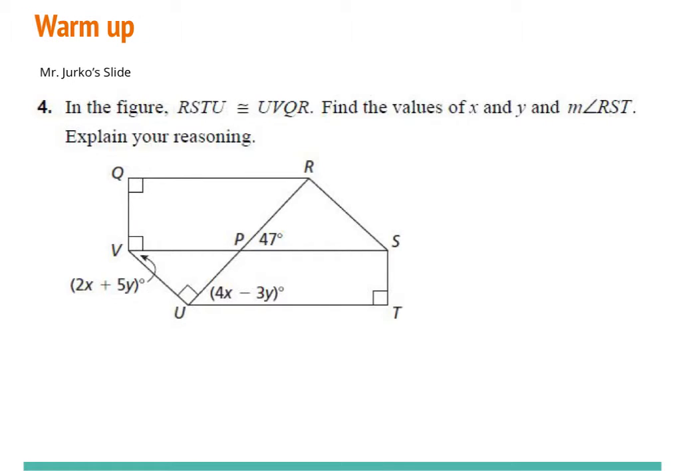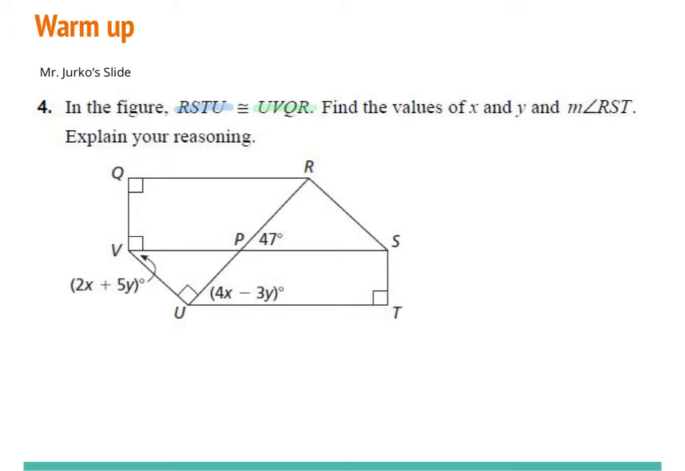So, guys, this was a tricky one, okay? Before we get started, what I want you guys to do, if you're ever stuck on a very complicated figure with a lot of lines going on, and all we really know that's given to us is RSTU is congruent to UVQR, is draw out, highlight, use your pencil and outline the two figures that it's saying are congruent, okay?